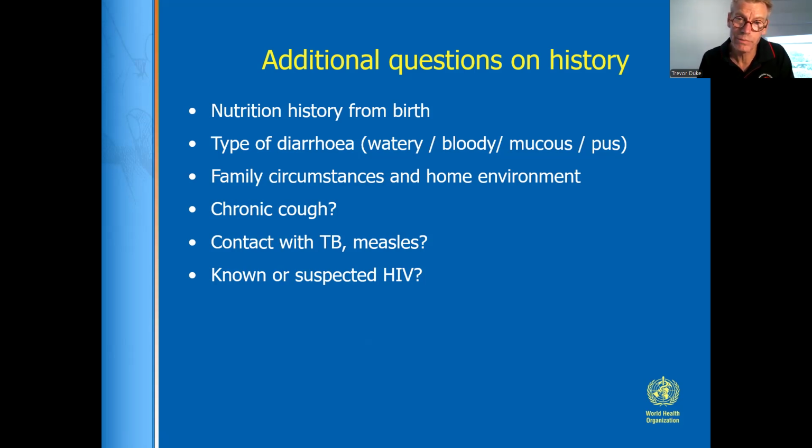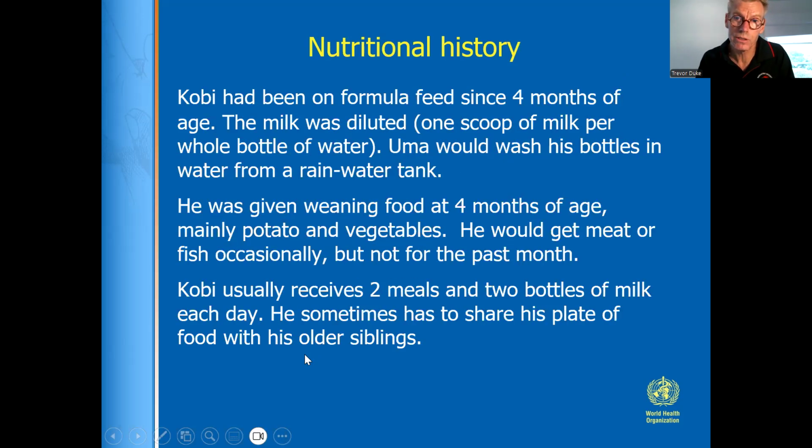Of course, you'd want to know a bit more about the family circumstances and the home environment. You might want to ask about other things that might be associated with severe malnutrition, such as chronic cough from tuberculosis, or whether the child was exposed to measles or had measles recently, or some other infection that might have precipitated his severe malnutrition. And you might want to explore, at least in your mind, whether or not it's possible he's got an immunodeficiency like HIV or something else that might be underlying his severe malnutrition.